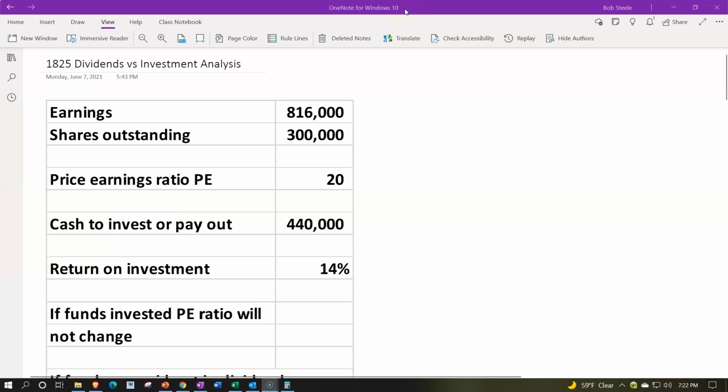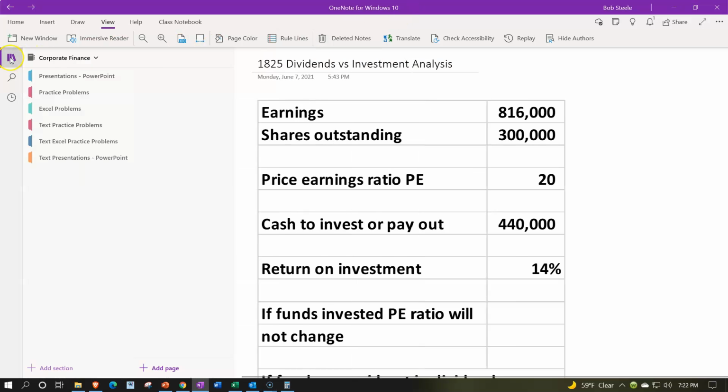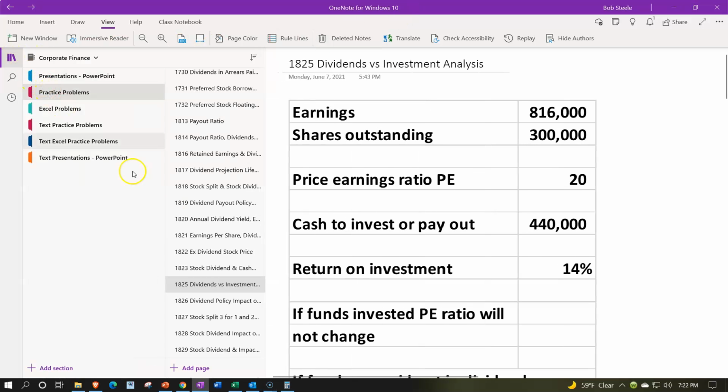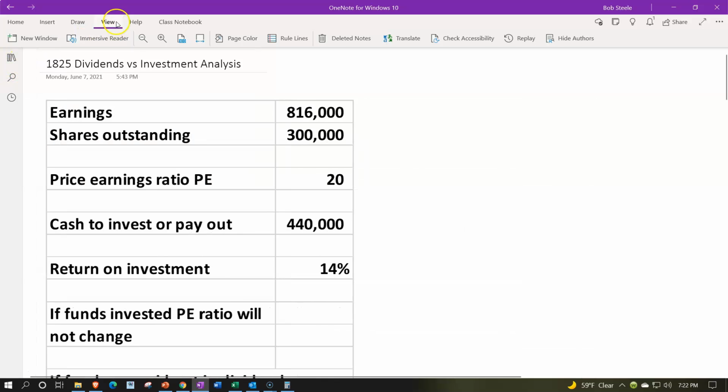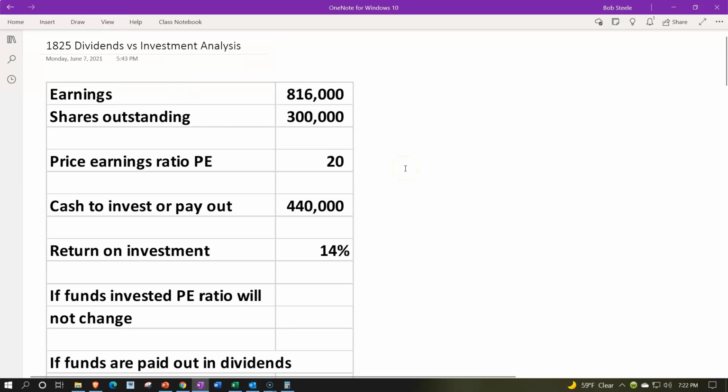If you have access to OneNote and would like to follow along, you're not required to, but if you would like to, we're in the icon on the left-hand side in the Practice Problems tab, then in the 1825 Dividends versus Investment tab. Also note, when using OneNote, look at the immersive reader. Our presentations will be down in the text area as well, same name, same number, but with transcripts. Transcripts that can be translated into multiple different languages and either listened to or read in them. Closing the icon, we have our information up top, calculations then on down below.